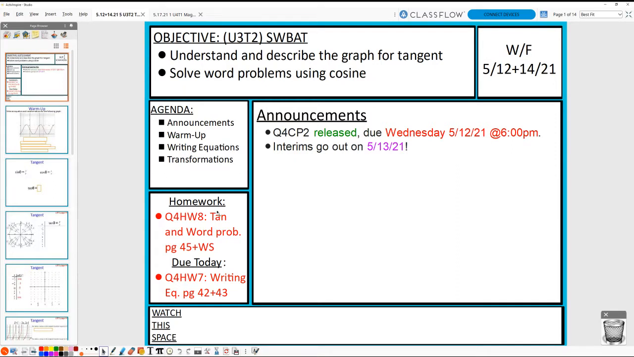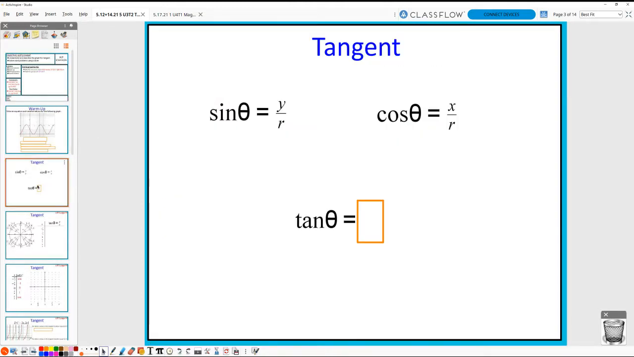All right, so let's go ahead and get started by graphing tangent, as well as taking a look at some word problems using trig functions today. Just as a reminder, with tangent, or I should say, with all our trig functions, we used to use SOHCAHTOA, and obviously there's still a reason and a time and a place to use that.